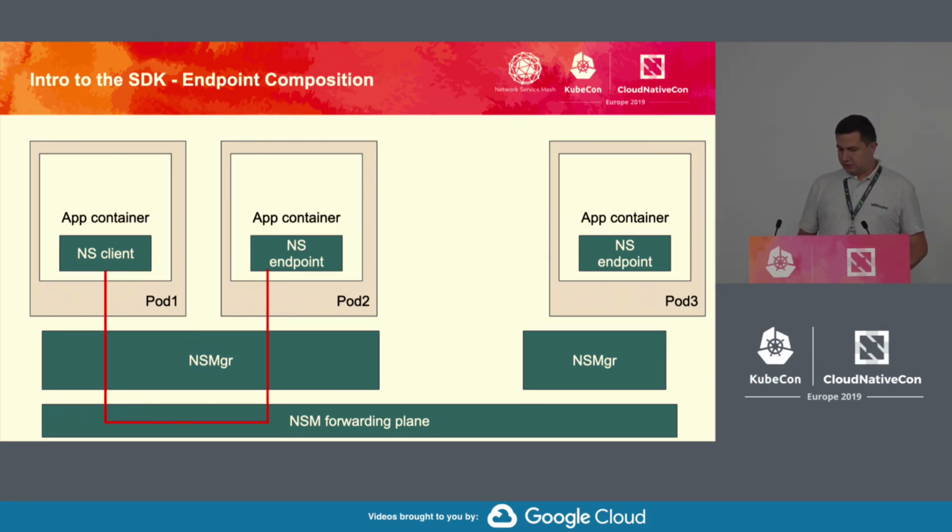Essentially, the client requests a connection to the network service. It gets the connection to the first pod within the network service, the first endpoint, which would be running in pod 2. And then on its own, the network service endpoint in pod 2 requests a connection to the network service endpoint in pod 3. This is one option that you can implement for a network service.